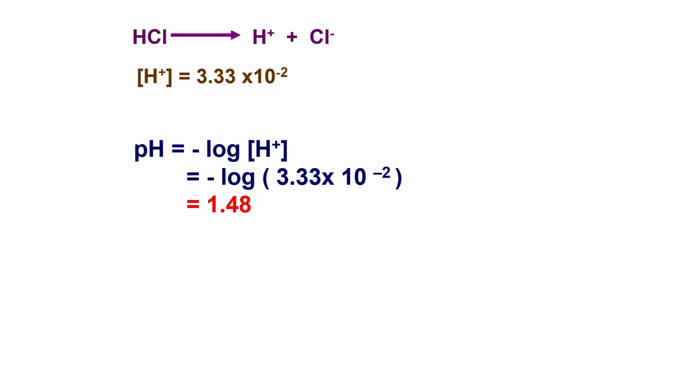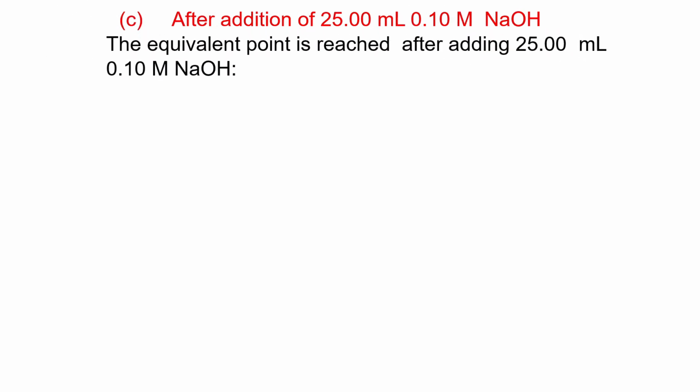Ni macam biasa because dia ialah strong acid, so fully dissociate. So kita akan calculate pH menggunakan formula negative log H plus. So H plus concentration yang tadi 3.33 exponent negative 2. So pH-nya dah increase kepada 1.48. Yang tadi 1 before addition NaOH. After addition 12.5 NaOH, pH-nya jadi 1.48. Naik sedikit. Okay, then after addition 25 ml 0.1 molar NaOH, so kita tahu yang ni ialah equivalent point.